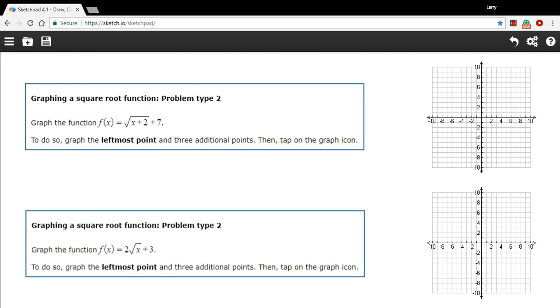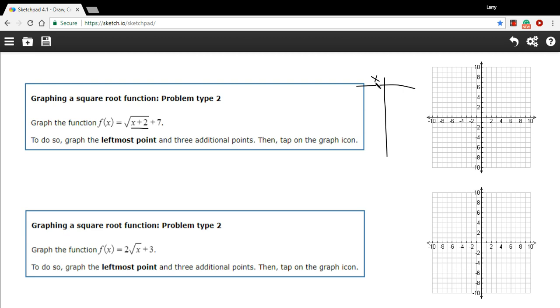We're going to try to find the leftmost point, and that leftmost point is always going to be where what's under the radical sign equals 0. And then we'll just calculate the value of the function and take that for a y value. So let's start by making a chart for this first one.